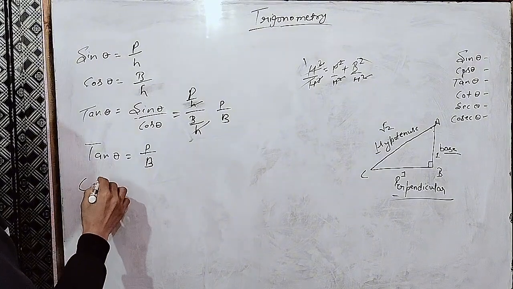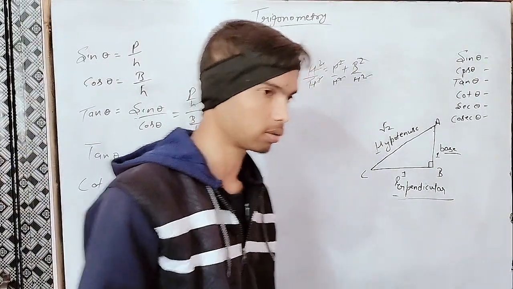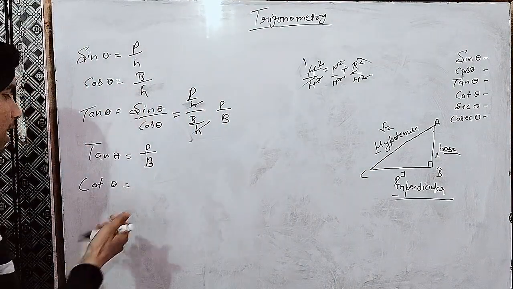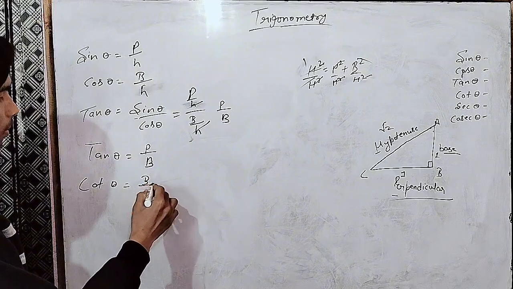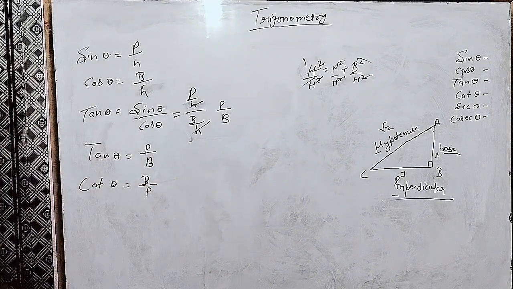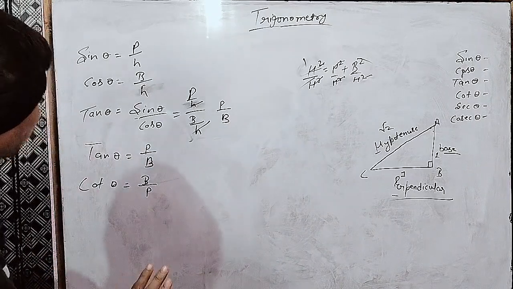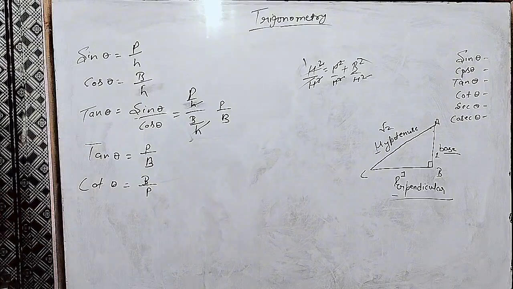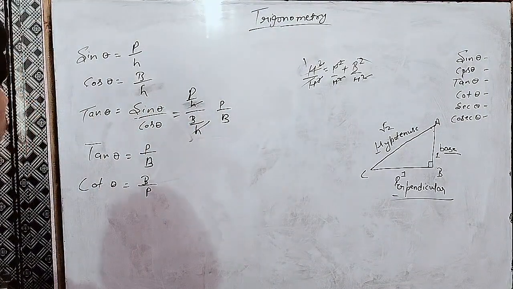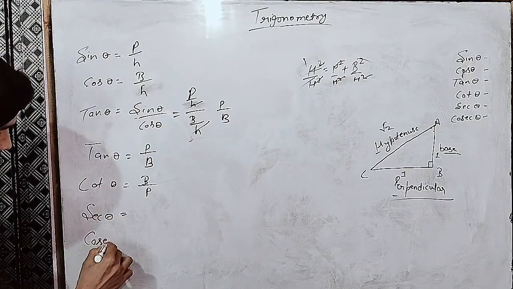Now cot theta. Cot theta is the reciprocal, just the opposite of tan theta. So cot theta can be written like that: B by P. We have written 4 so far. Now we have left sec theta and cosec theta.